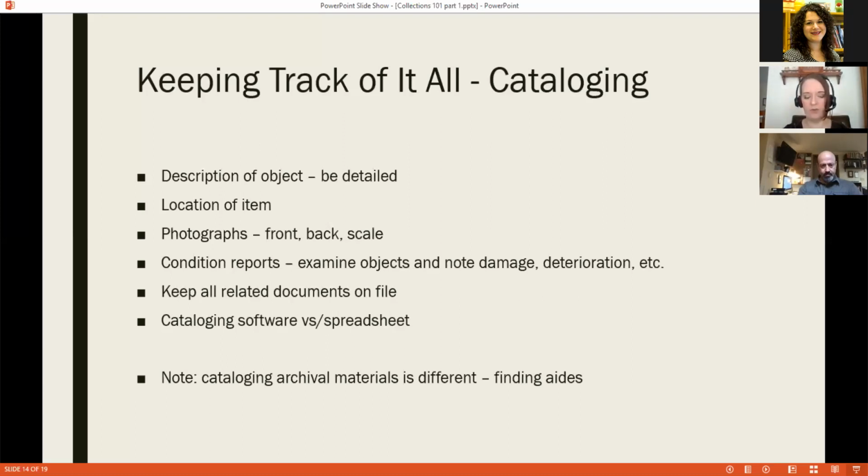There are different types of cataloging ways, I guess you could say. There is software that you can purchase. Past Perfect is one of the ones I have worked with and I hear about a lot. It is expensive, so you have to consider, is my collection big enough? Are we a big enough organization to afford this expense? Or should we consider another method?